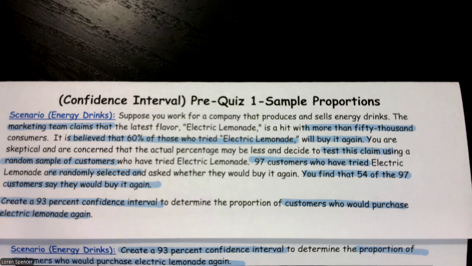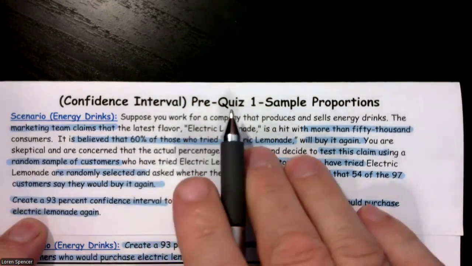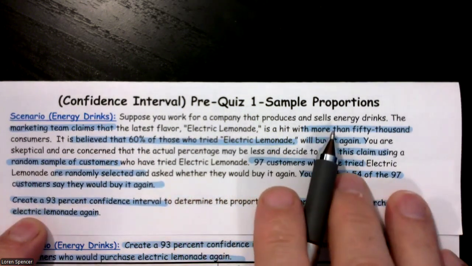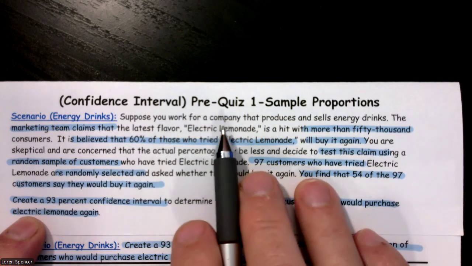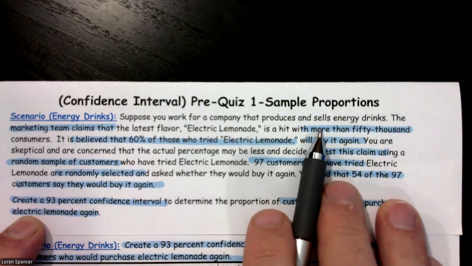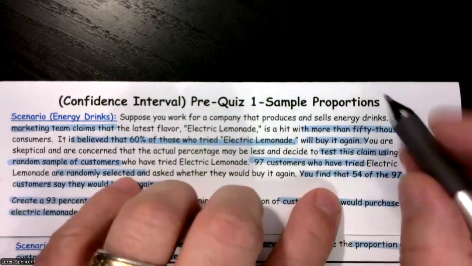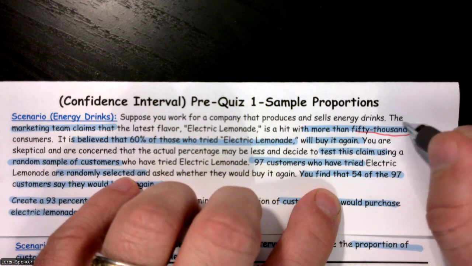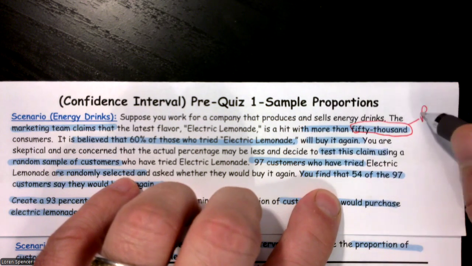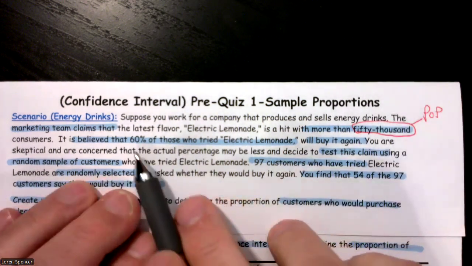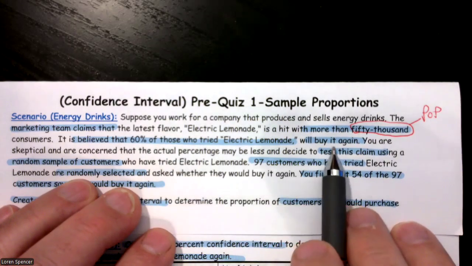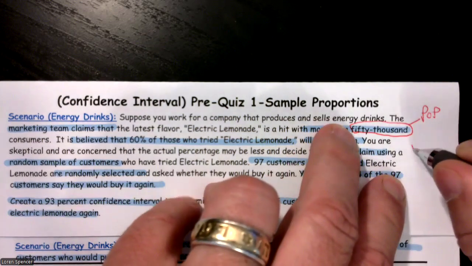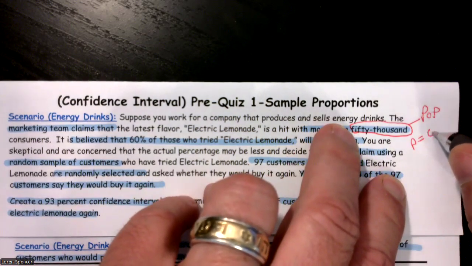This will be a confidence interval on the energy drink scenario. Suppose you work for a company that produces and sells energy drinks. The marketing team claims that the latest flavor, electric lemonade, is a hit with more than 50,000 consumers. So it looks like we have a population size of 50,000. It's believed that 60% of those who tried electric lemonade will buy it again. So this seems like my claim: p is 60%.